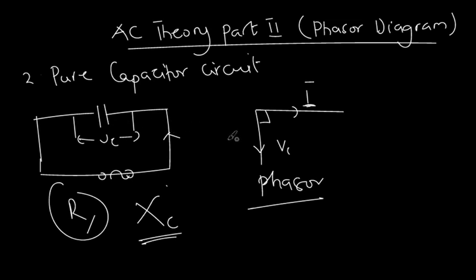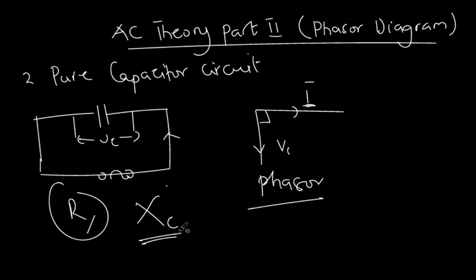Now the opposition to the flow of current in a resistive circuit is called resistance. That is for the first example. XC, what we have over here, is called capacitive reactance, like I said earlier, and is the measure of the opposition of a capacitor to an AC. From the phasor diagram, the current is leading the voltage by an angle of 90 degrees.